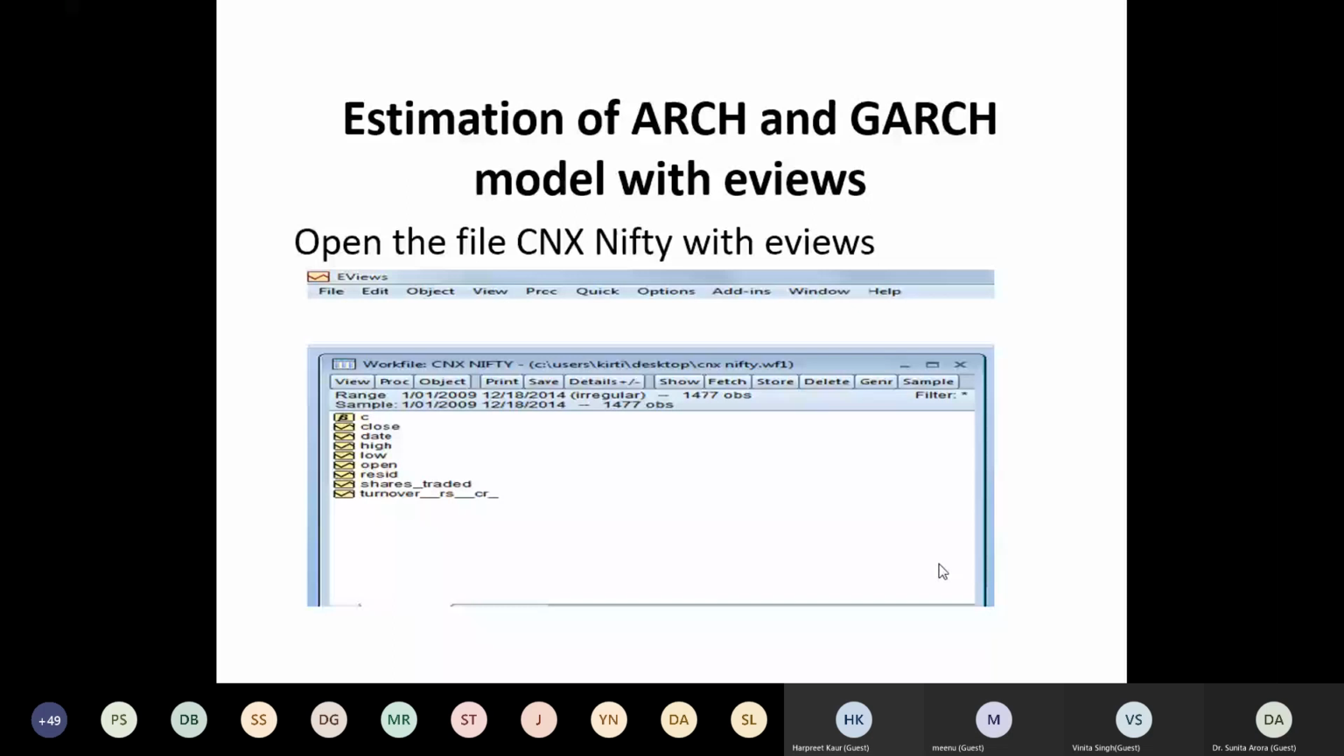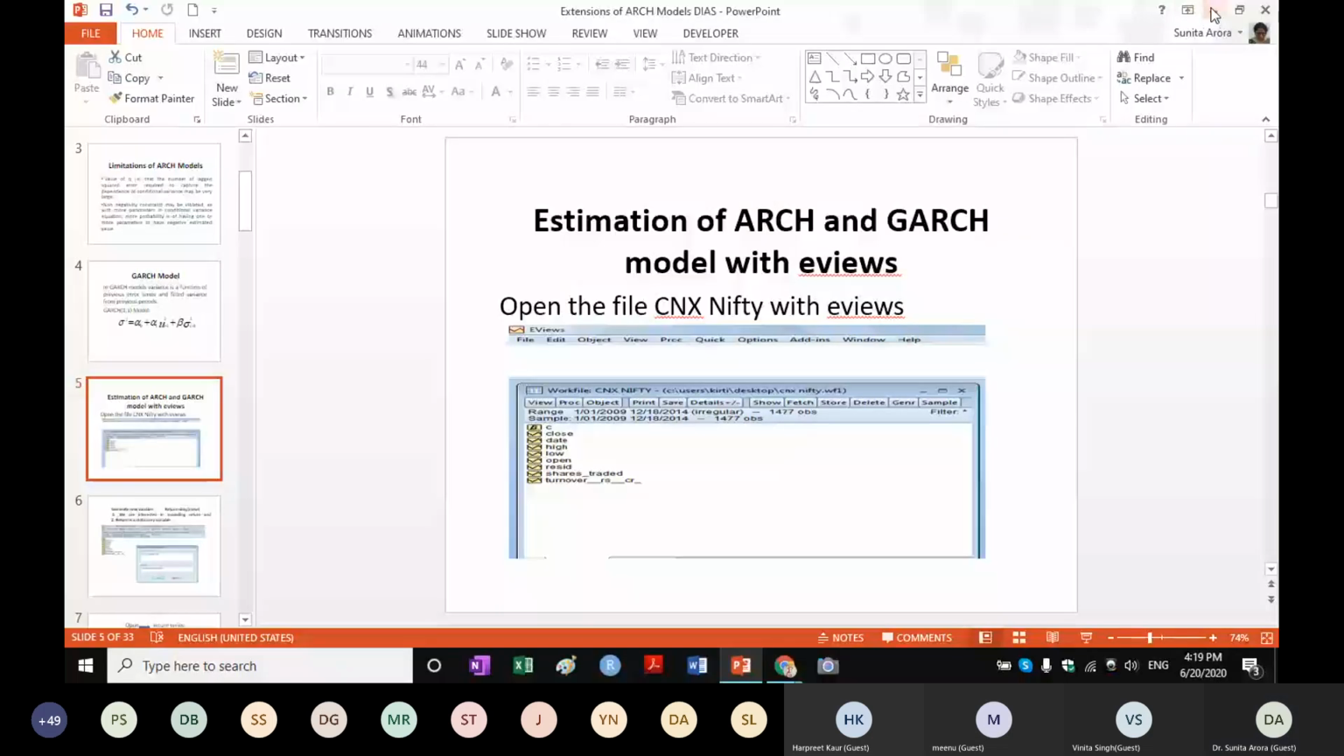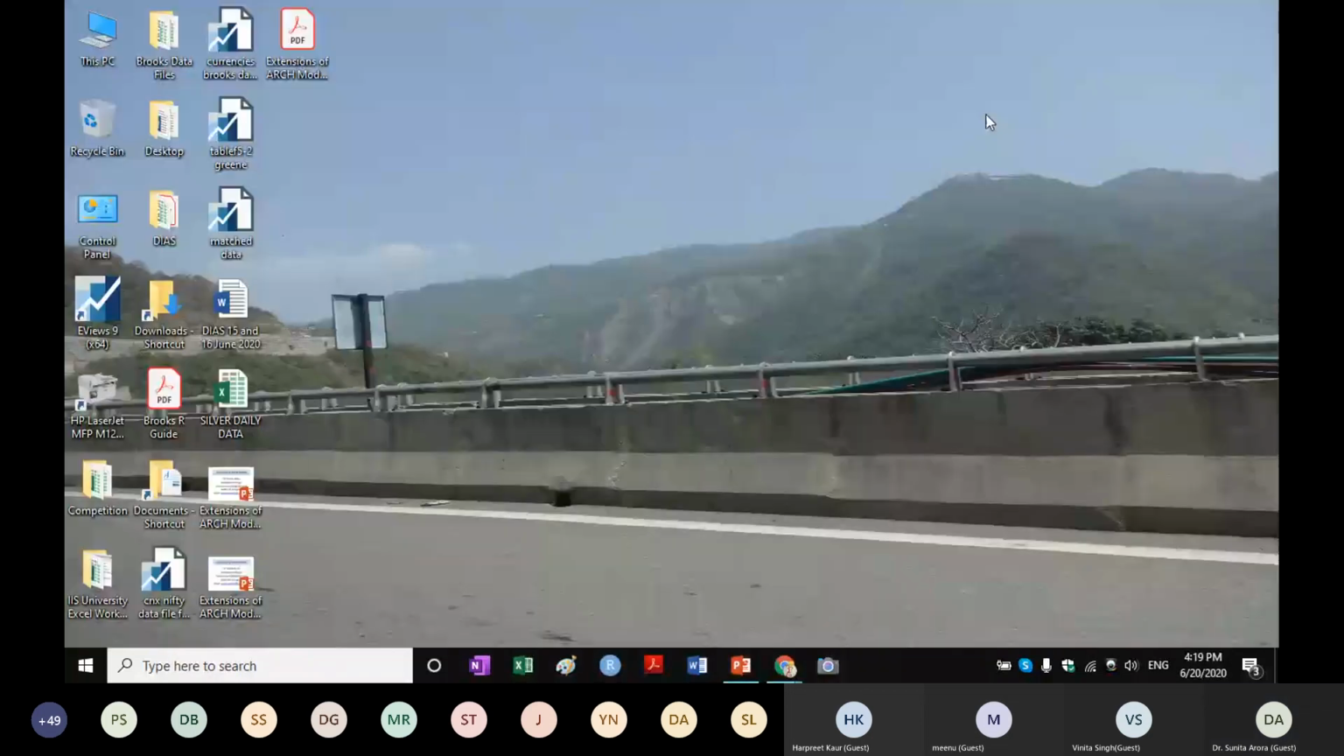Let's do it ourselves. Swarna shared with me her file, the original data downloaded by Swarna. It is first-hand data and new to me also. I will be working on this data with all of you. Let's start. Okay, silver daily data.